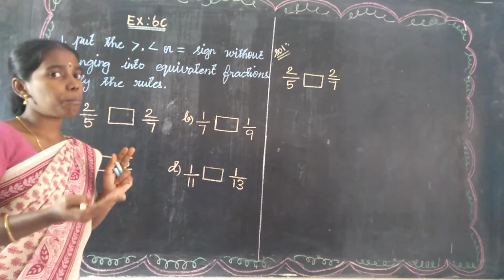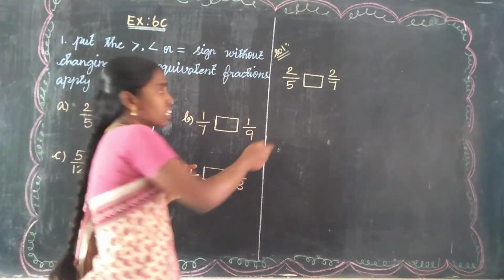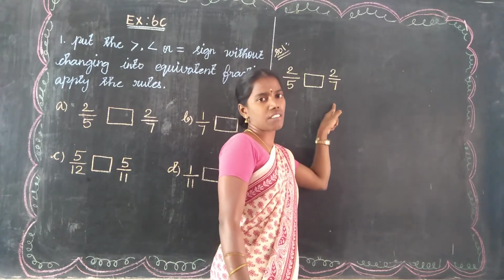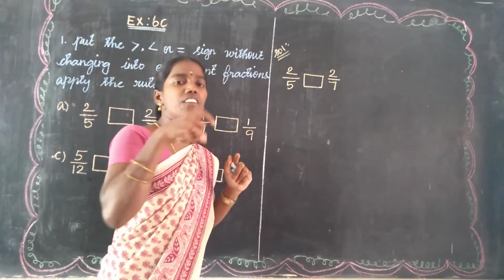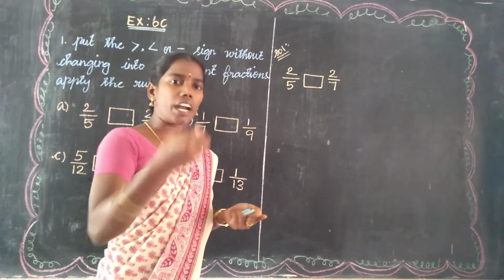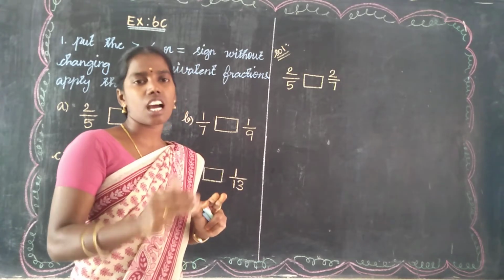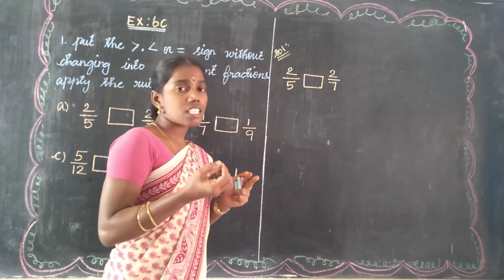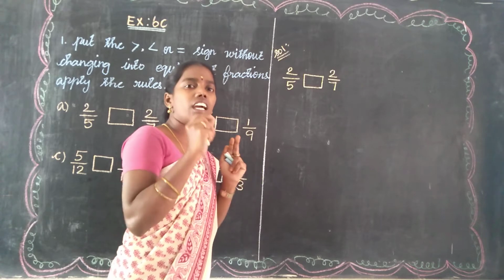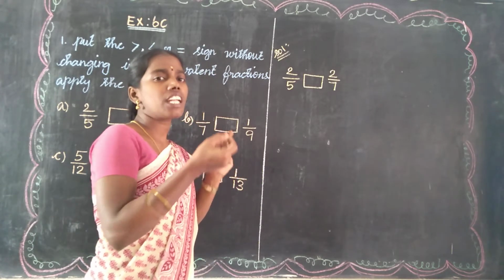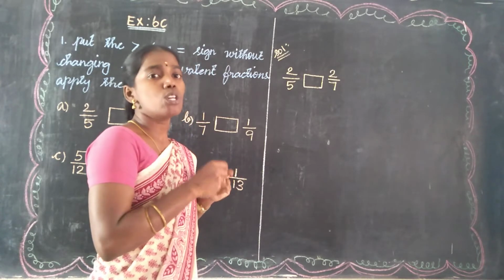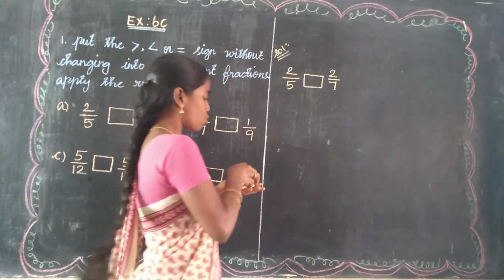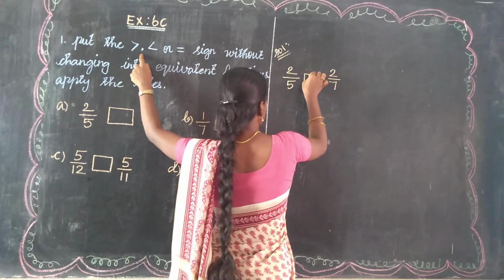7 is the highest value, but this number is also a fraction. So 7 is not a single number; this is the fraction 2 by 7. In fractions, when the denominator value is highest, the value reduces. So between 2 by 5 and 2 by 7, which is the greatest? 2 by 7 is the smallest value and 2 by 5 is the highest value. So using the symbol greater than, this value is greater.